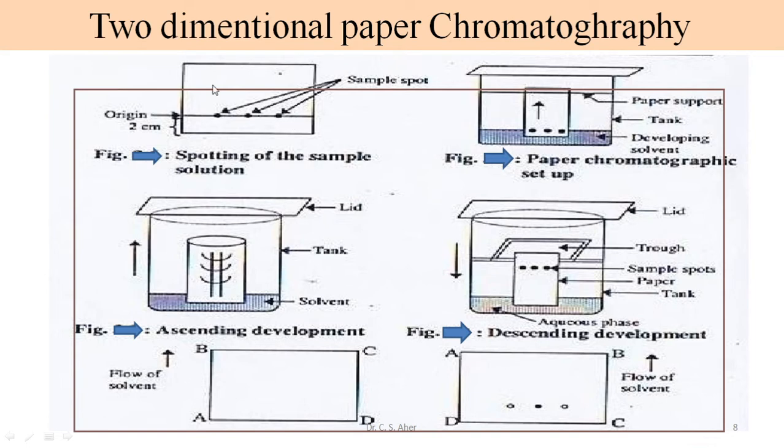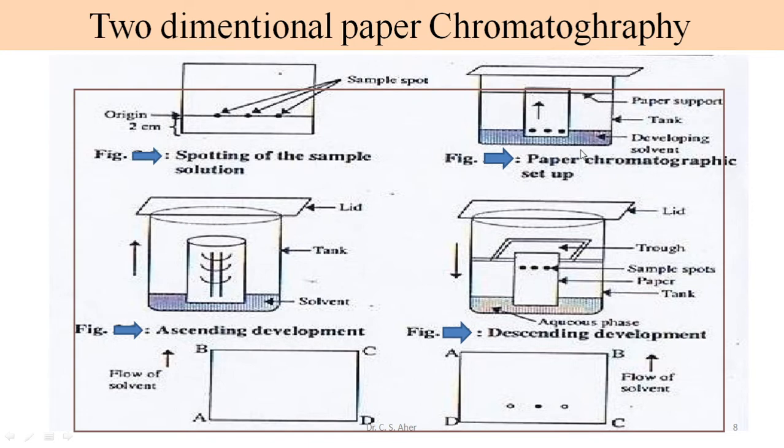So this is the diagram. This diagram is for two-dimensional paper chromatography. This is the baseline, 2 to 3 centimeters from the edge of the filter paper. This is the filter paper. The sample is spotted on this filter paper using a micropipette or a capillary. Then this is the paper chromatography setup.